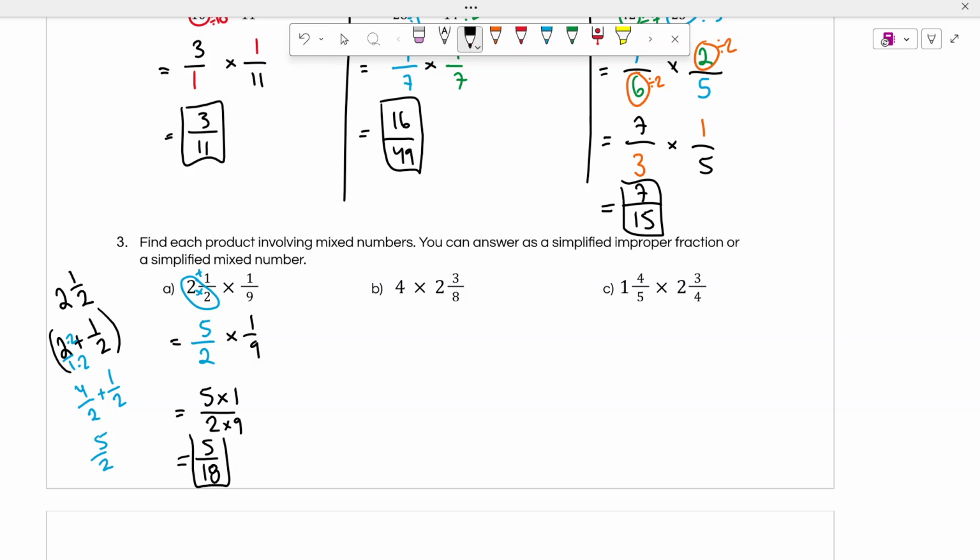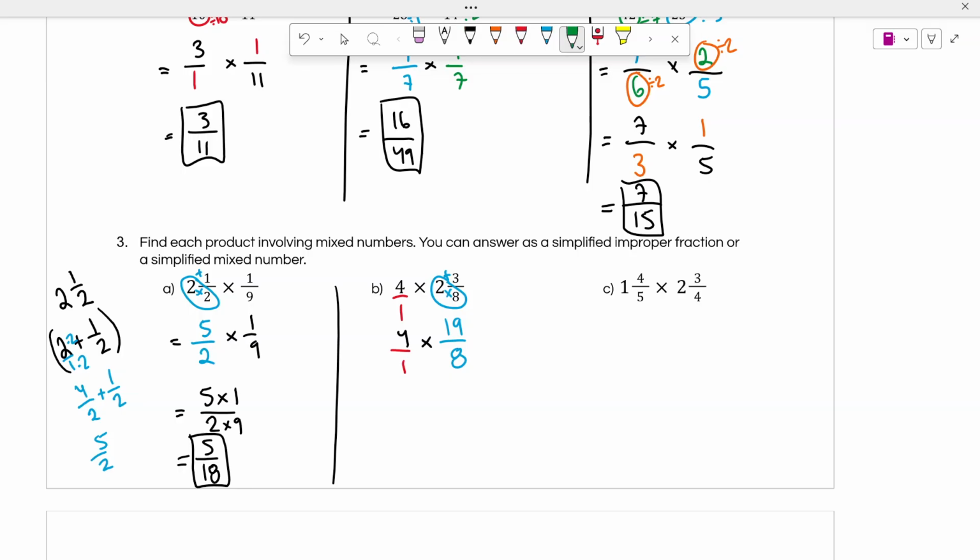Oops, we're having trouble making our box, though. Question B, we're going to recognize that 4 is 4 over 1. And we're going to convert our mixed to improper here. 2 times 8 is 16, plus 3 is 19/8. And that's what we want to multiply our 4 over 1 by.